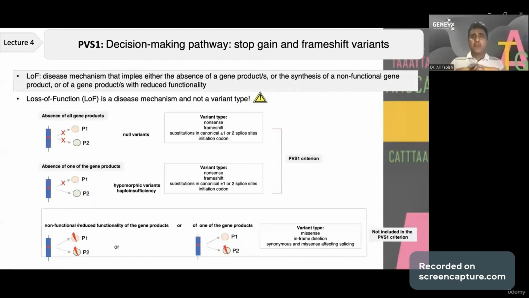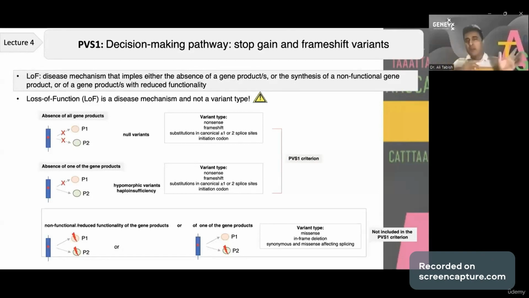Okay, so the next is the decision-making pathways, stop gain and frame shift. Here I would like to emphasize that PVS1 deals with loss of function variants. And loss of function disease mechanism implies either the absence of a gene product, or the synthesis of a non-functional gene product, or a gene product with reduced functionality. So what it is essentially saying is that loss of function is a disease mechanism. It's not a variant type.